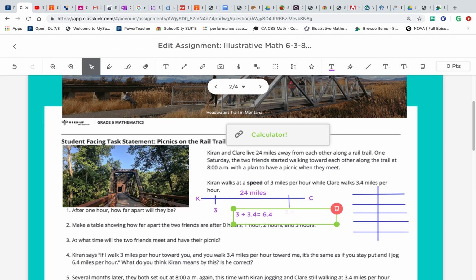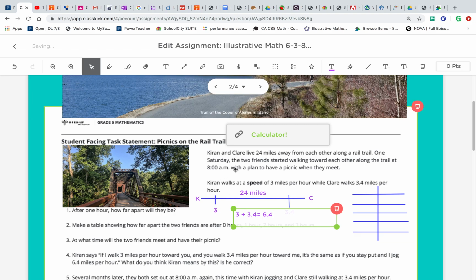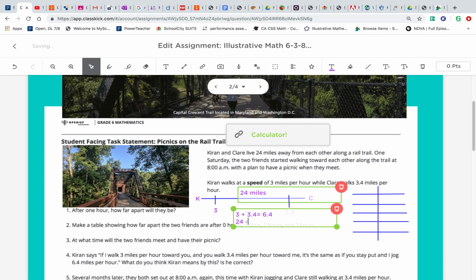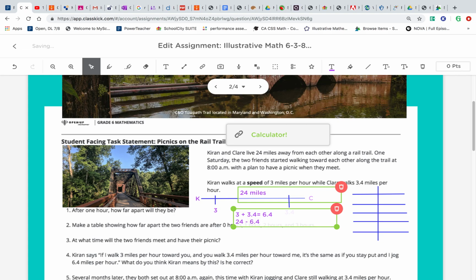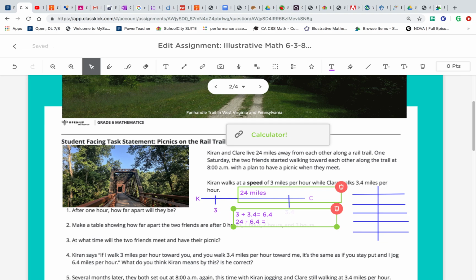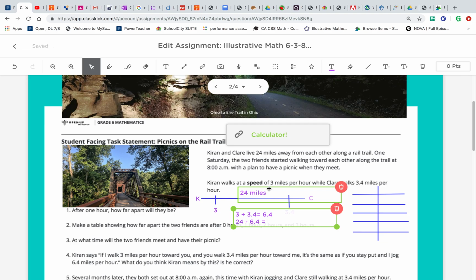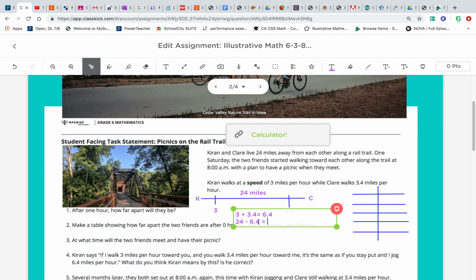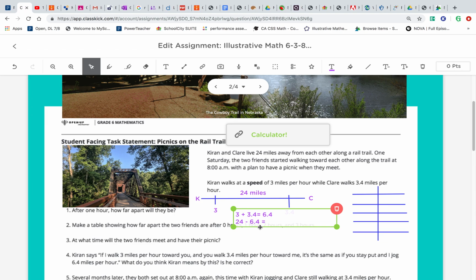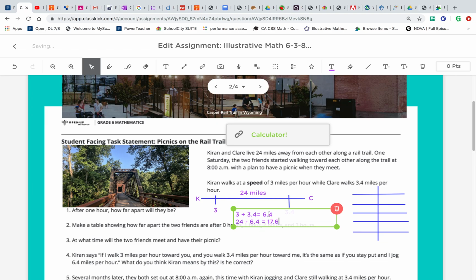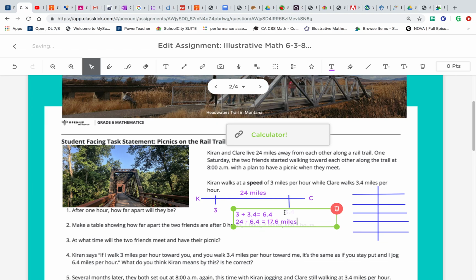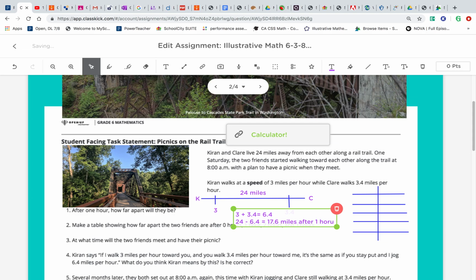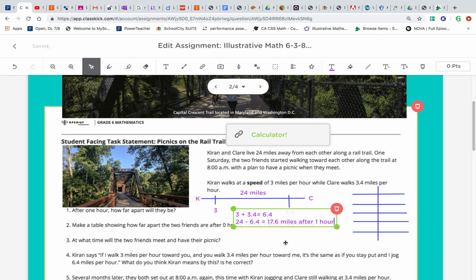Okay, but how far apart were they at the beginning? At the beginning, they were 24 miles apart. So it's going to be the 24 miles that they were apart, and then take away the 6.4 miles that they covered. And 24 minus 6.4, let's see, in my head, if I do 24 take away 6, that's 18. And then I've got to take away another 0.4. So I'm going to go down into 17. It's going to be 17.6 miles. Okay, after 1 hour. All right, so that's what's going to happen after 1 hour.